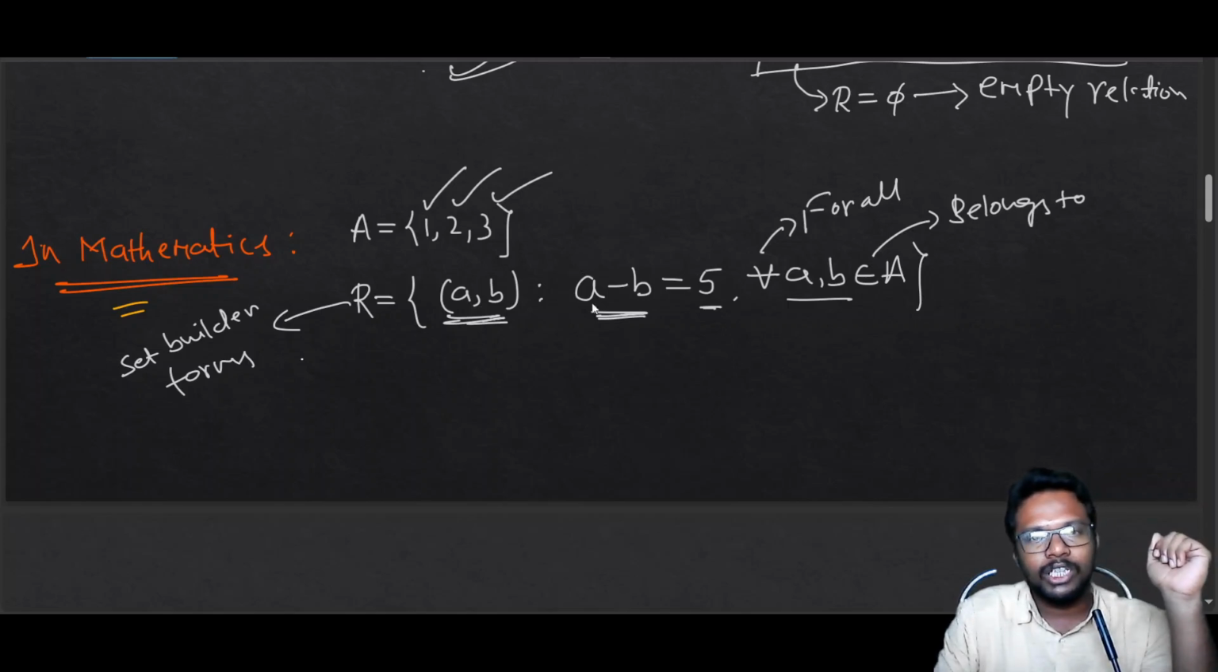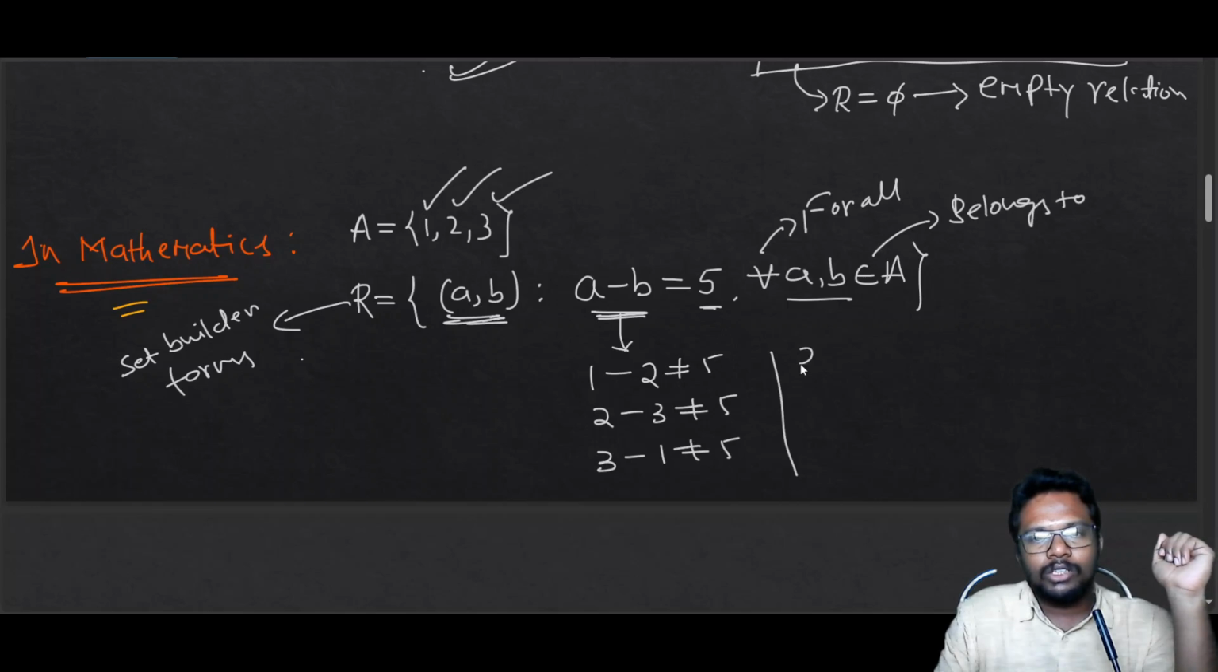But if you observe here, it is not possible. If I consider 1, 2, then 1 minus 2 is not equal to 5. If I consider 2, 3, then 2 minus 3 is not equal to 5. Then 3, 1: 3 minus 1 is not 5. Then 2, 1: 2 minus 1 is not 5. Next 3, 2: 3 minus 2 is not 5.